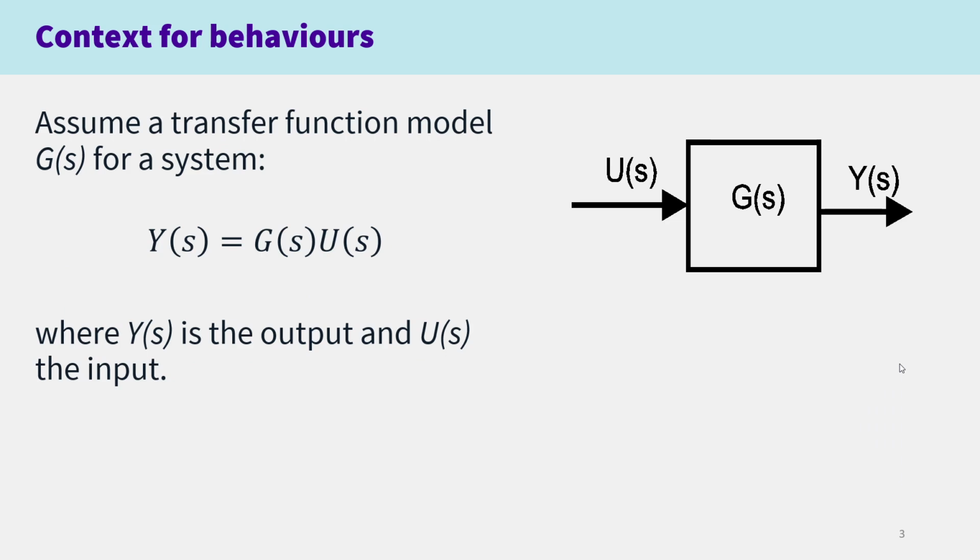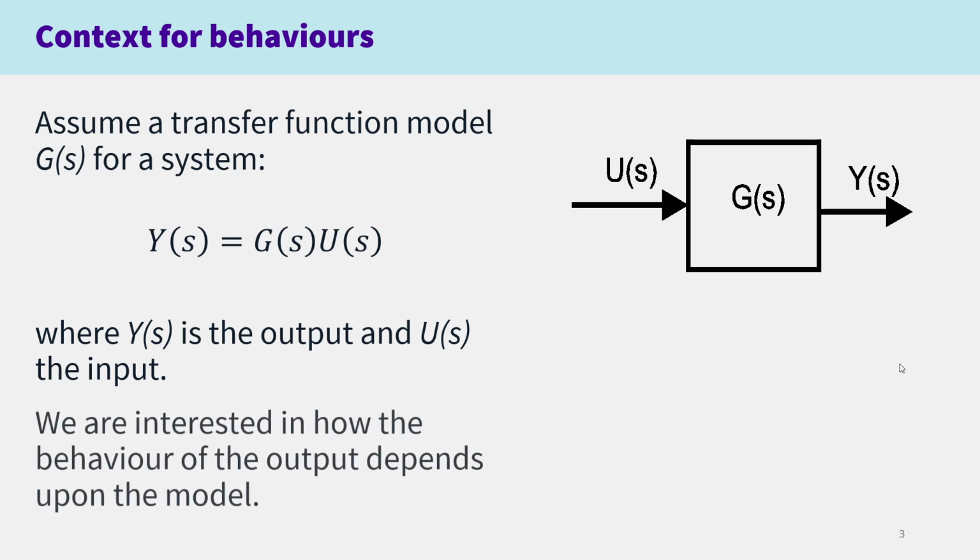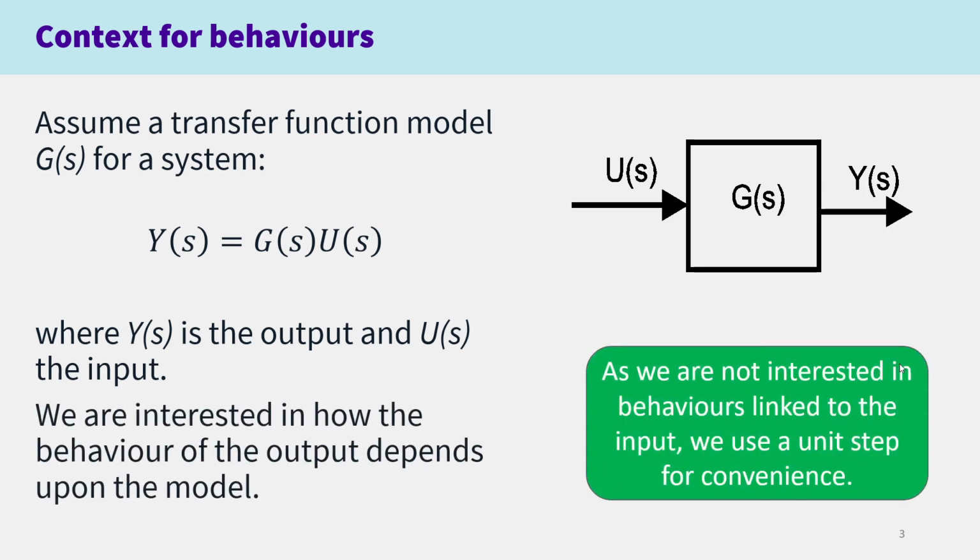We're going to take a simple transfer function model like the one shown here, y of s equals g of s, u of s, where y is the output and u is the input. We're interested in how the behaviour of the output depends upon the model, and notice we're not interested in behaviours linked to the input signal u of s, so we're going to assume that u is a step for convenience.